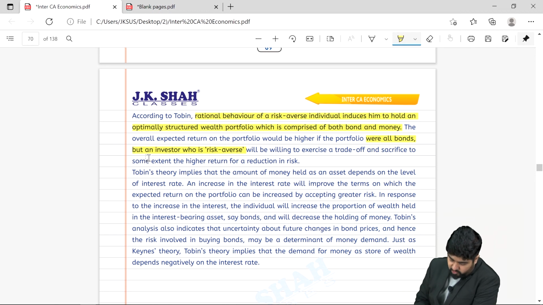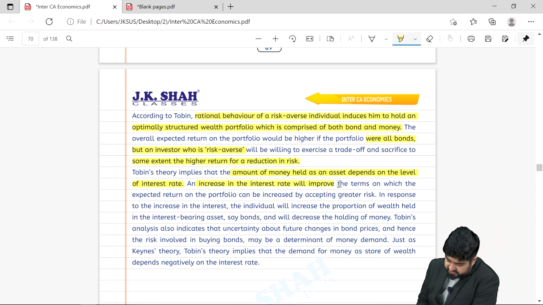That is what it says. So an investor who is risk averse will be willing to exercise a trade-off and sacrifice to some extent the higher return for a reduction in risk. Tobin's theory implies that the amount of money, please mark this, very important, the amount of money held as an asset depends on the level of interest rate.